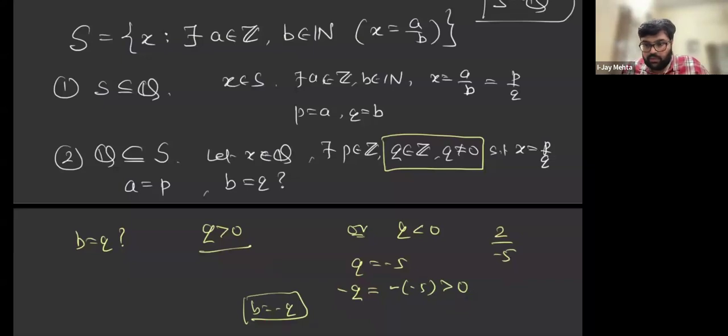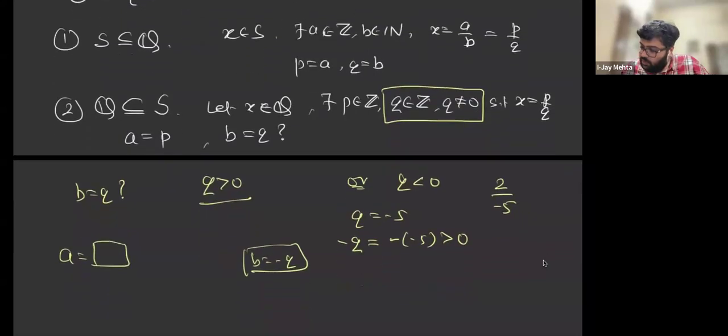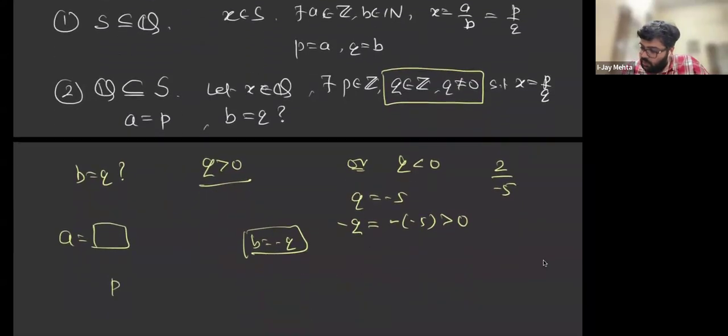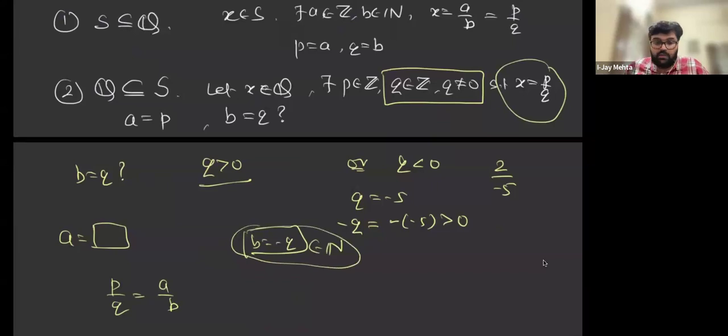Now the question is what should be my A? I want to give A. What should be my A so that P by Q equals A by B? X is of the form P by Q and now I want to write A by B. B is a natural number which I have taken to be minus Q. So that problem is solved.